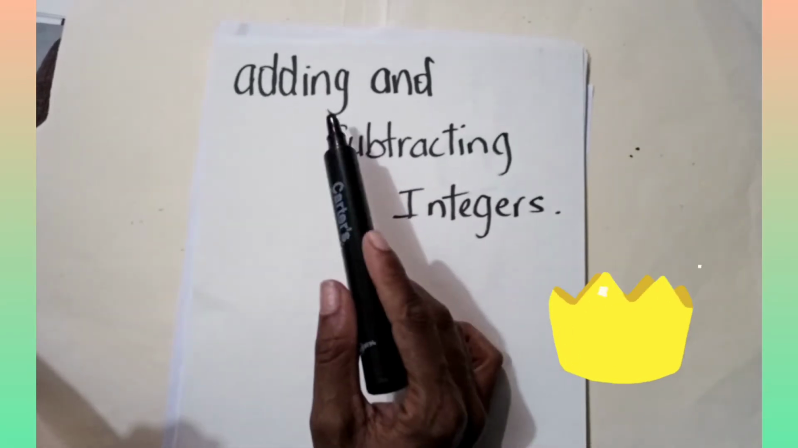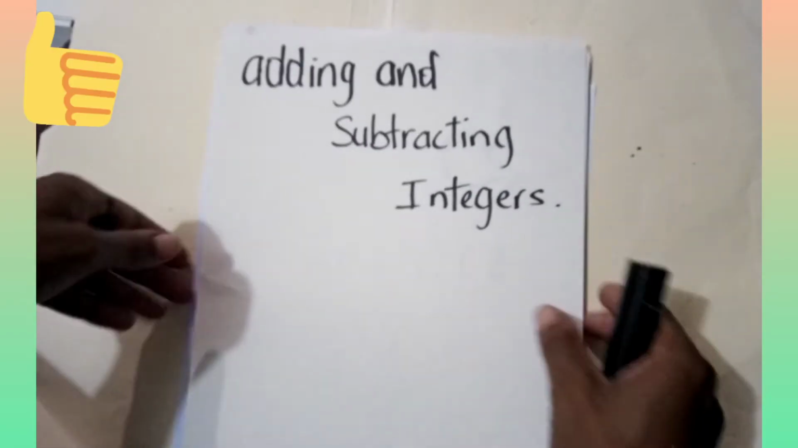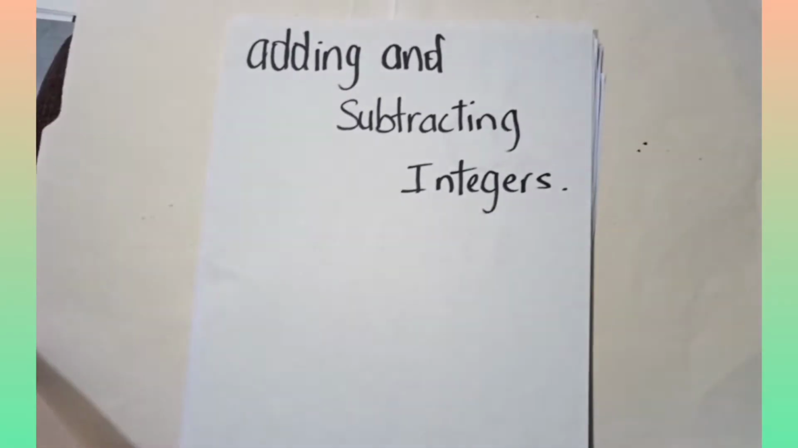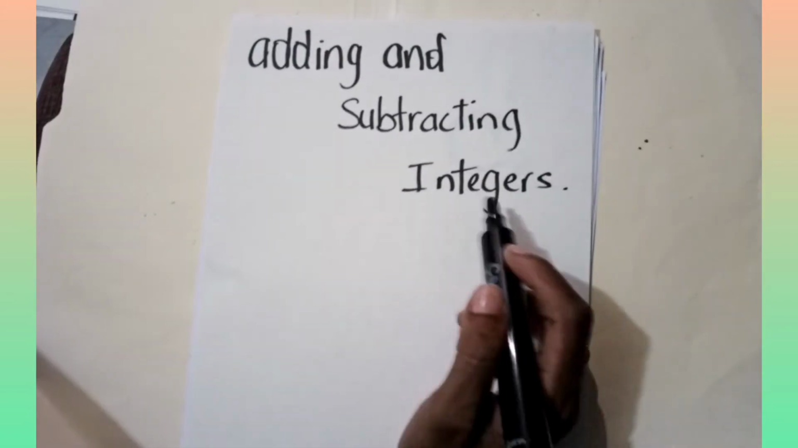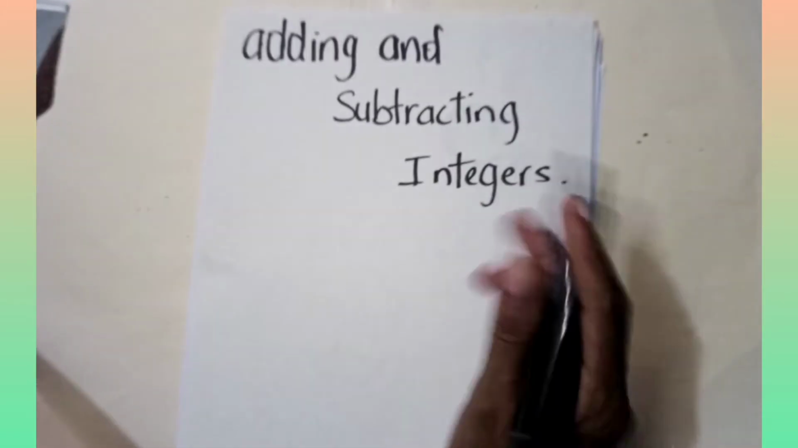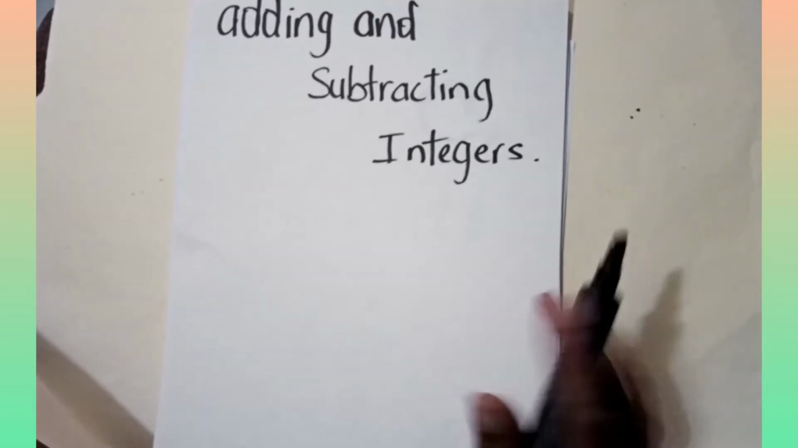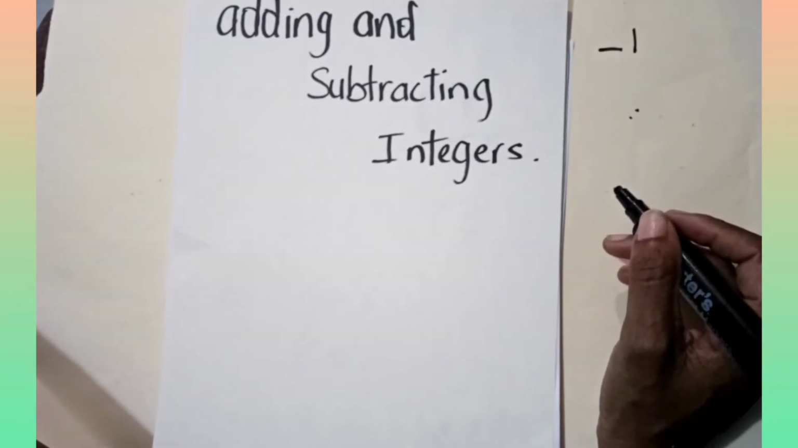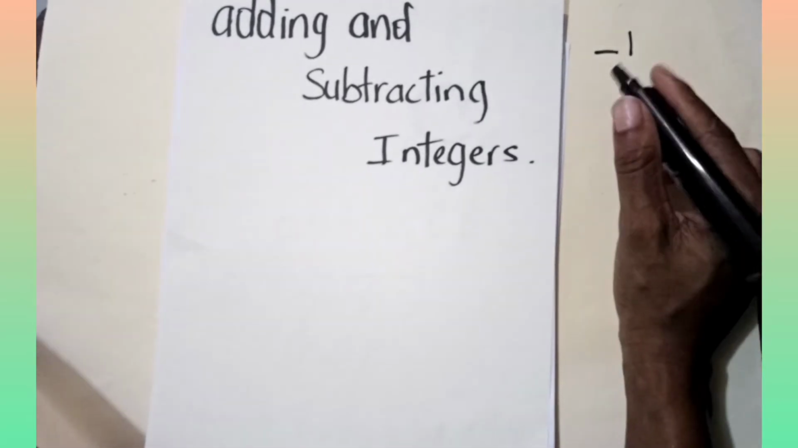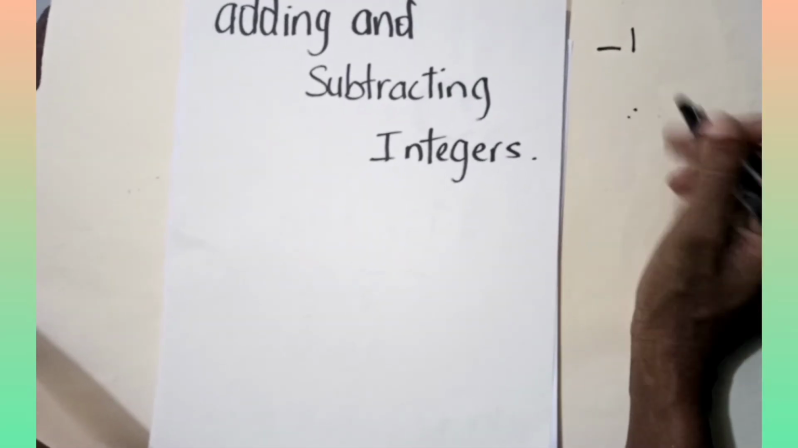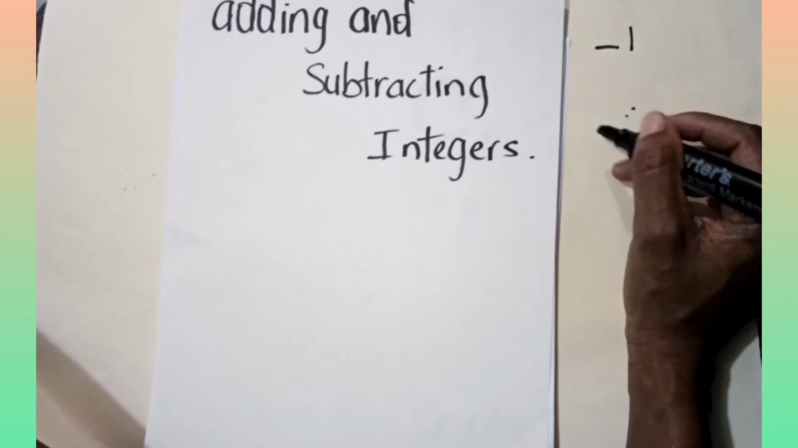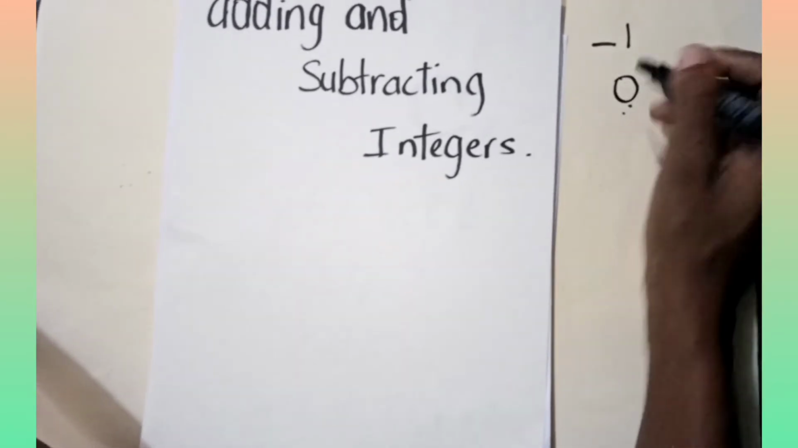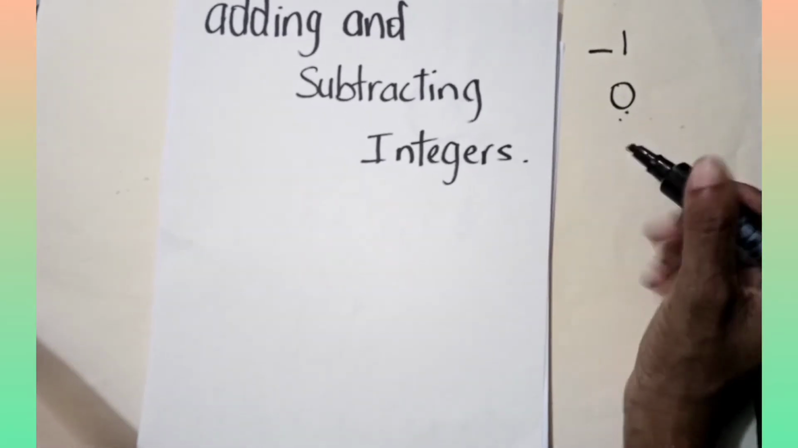Hey guys, alright, so we're going to be adding and subtracting integers. What are integers? Integers are those negative and positive whole numbers. So those negative natural numbers, those positive natural numbers, and zero are all integers.